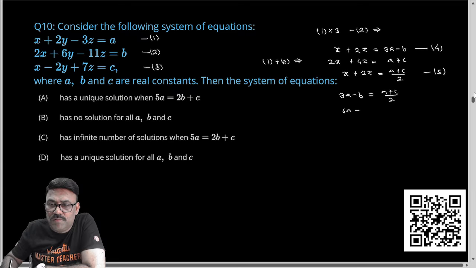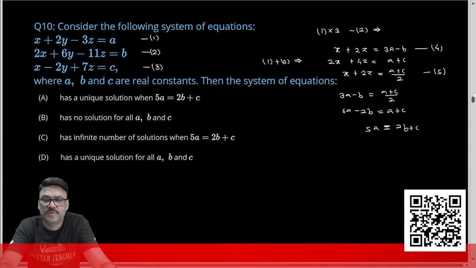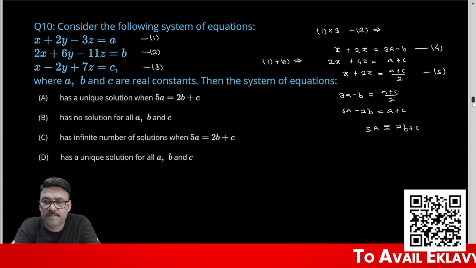So this is 6a minus 2b is equal to a plus c. So this gives you 5a is equal to 2b plus c. So if 5a is 2b plus c, then this system will give you infinitely many solutions. Means option C is the correct option here.